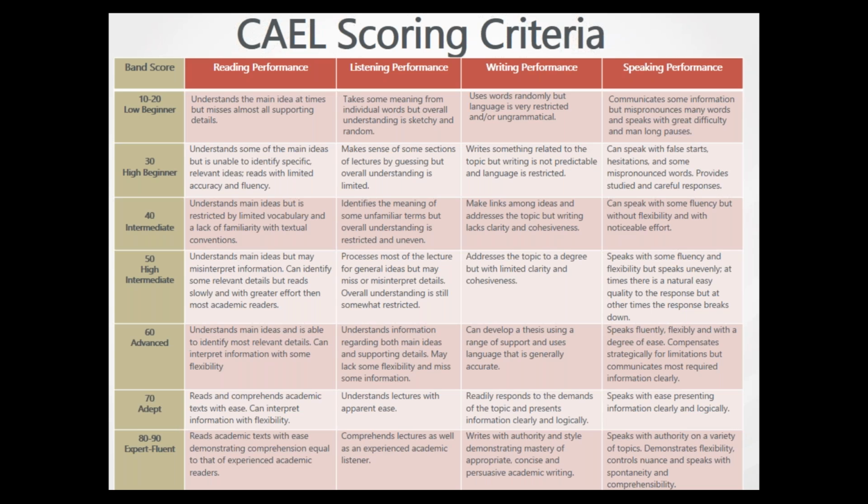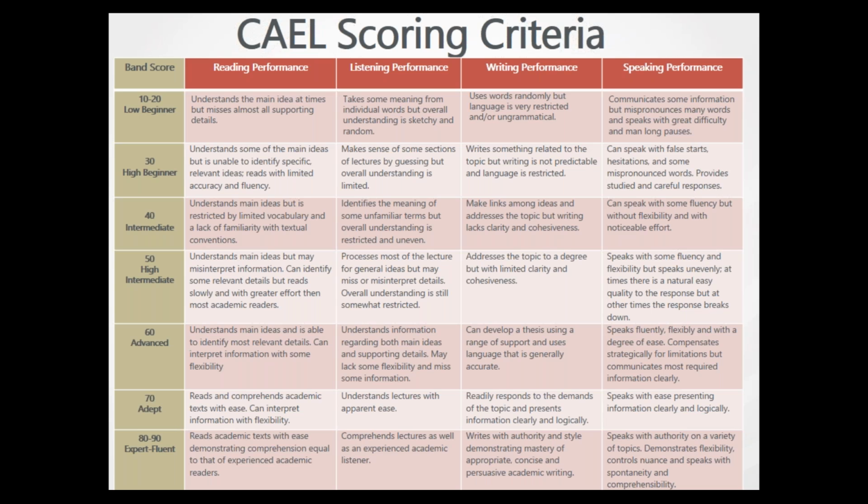So in the reading section, our raters are looking for that you're able to read academic texts with ease, demonstrating comprehension equal to that of experienced academic readers. And in the listening section, our raters are looking that you're able to comprehend lectures as well as an experienced academic listener. In the writing section, our raters are looking that you're able to write with authority and style, demonstrating mastery of appropriate, concise, and persuasive academic writing.